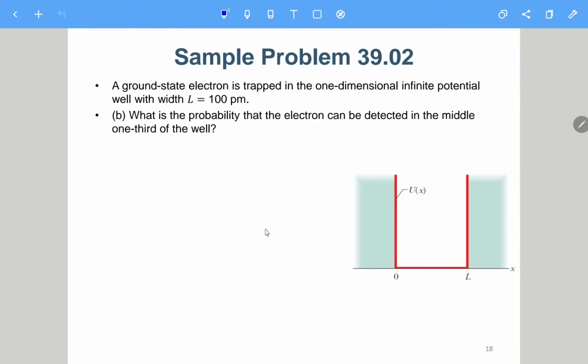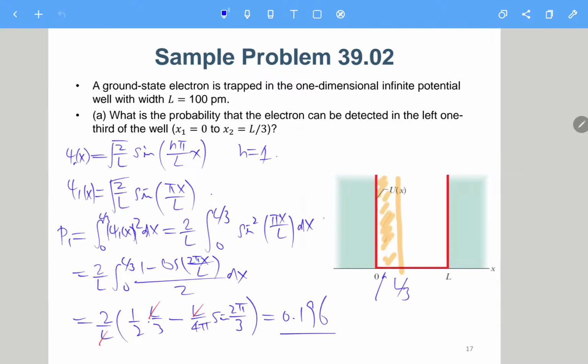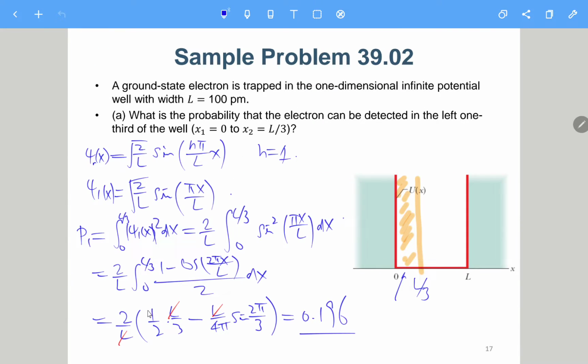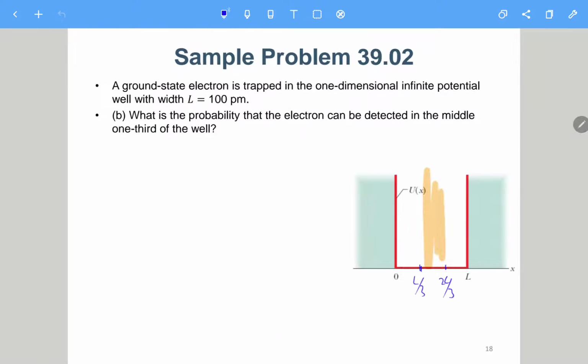It also asks what is the probability that the electron can be detected in the middle 1/3, which means from L over 3 to 2L over 3, somewhere here. You can repeat the integration again, and maybe just skip to here and only change the lower bound to L over 3 and the upper bound to 2L over 3. Then yeah, you can do it like this.